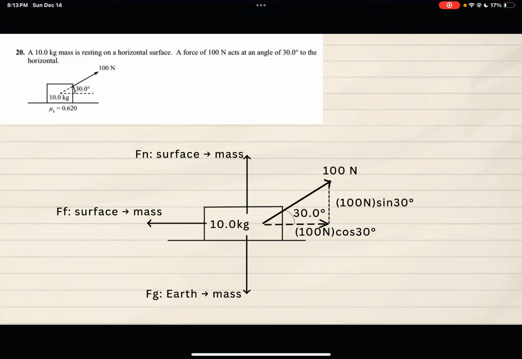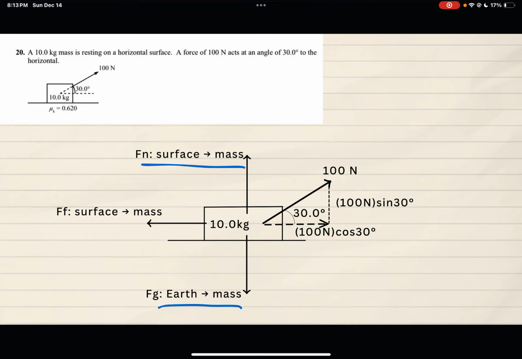We begin by drawing a free body diagram. We have a 10.0 kilogram mass resting on a horizontal surface. Because the object has mass, there is a force of gravity acting on the mass, which is the force of the Earth on the mass. Since the mass is in contact with the surface, there is also a normal force, which is the force of the surface on the mass.